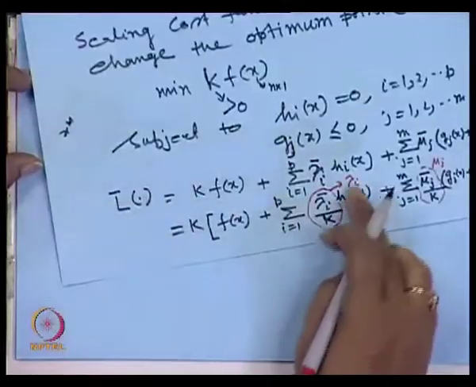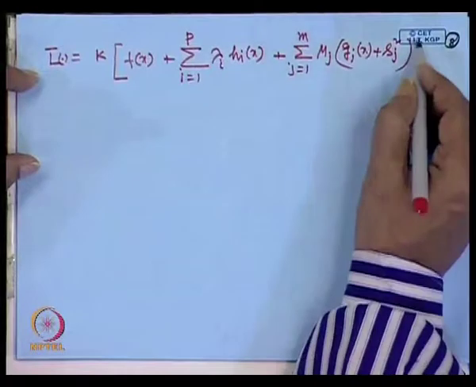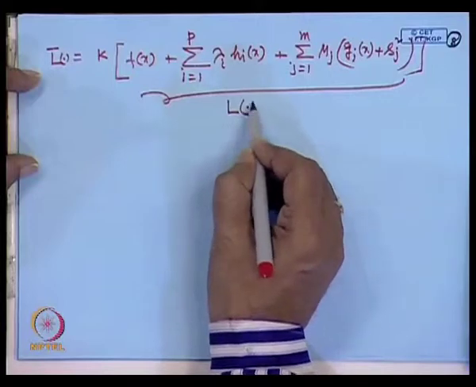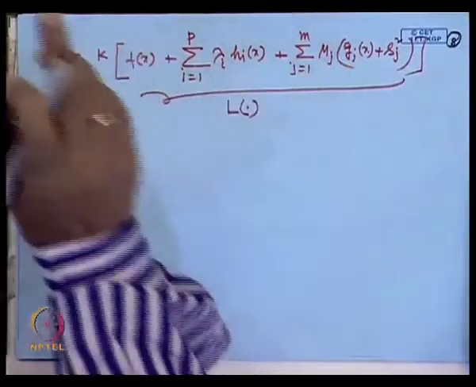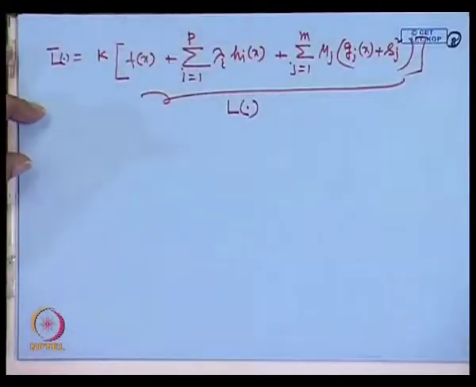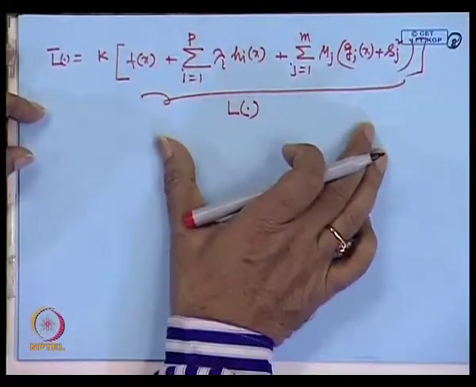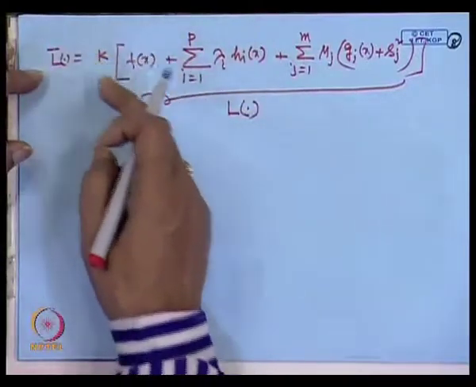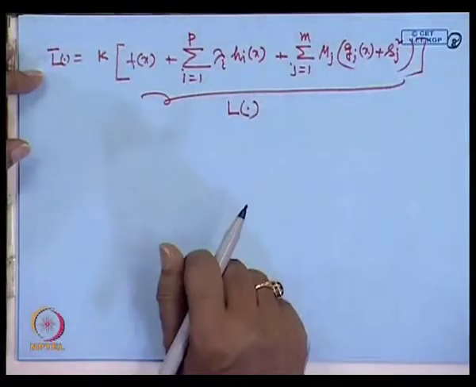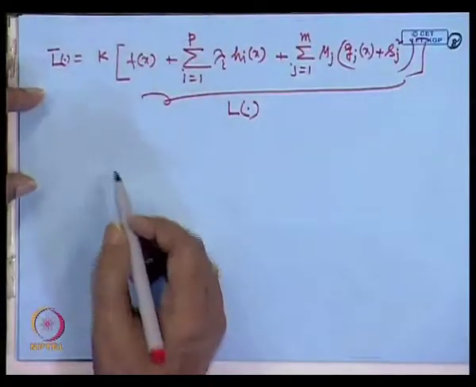Now, see this one is equivalent to our original problem's Lagrangian function, as if the original problem is minimize f of x subject to these constraints, and the corresponding Lagrangian function is this one. So, minimization of this one is the same as the minimization of that one. Naturally, our optimum point will not change, as you can see from this. Now, what about the Lagrangian multipliers?